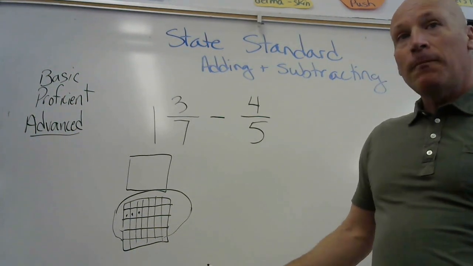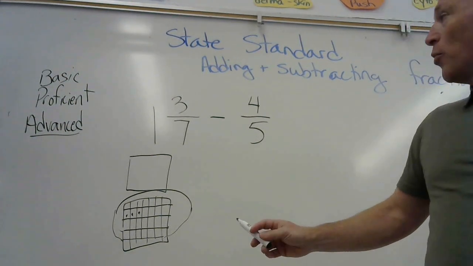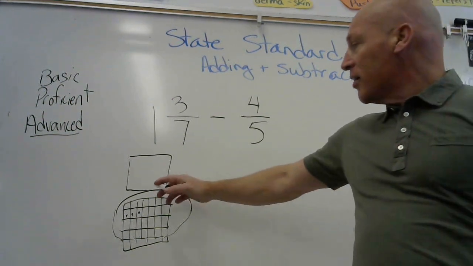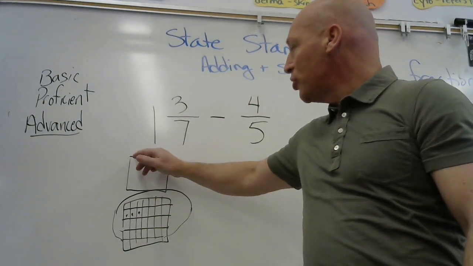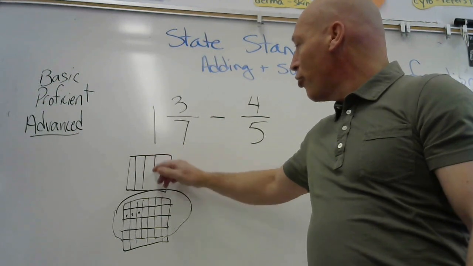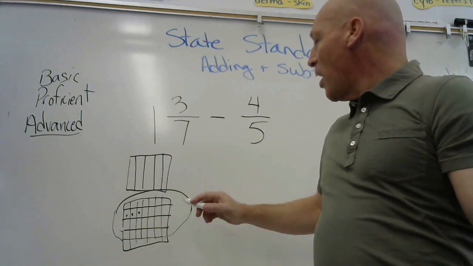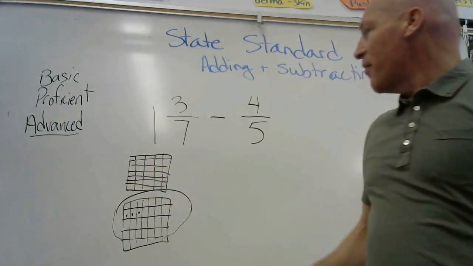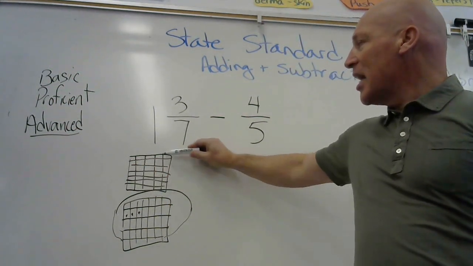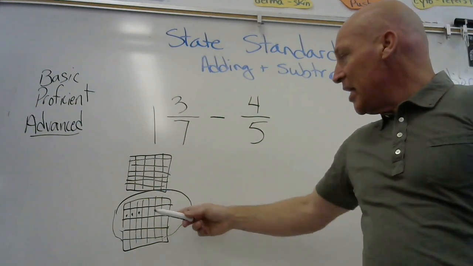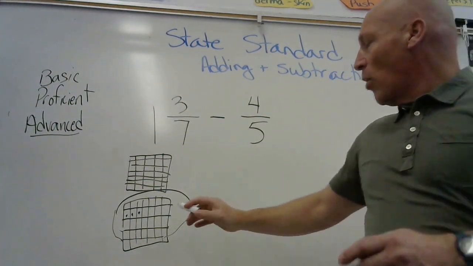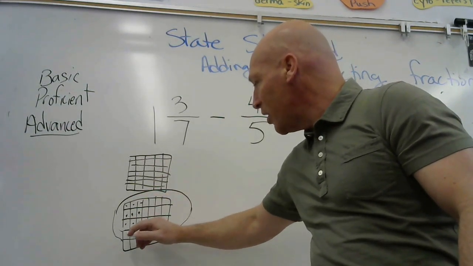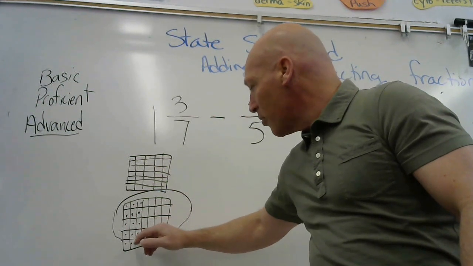So what I'm going to have to do is cut the whole up. I'm going to cut this whole up into 5 and 7. So now I have congruent size pieces. I've cut that whole up into equal sizes. So now watch, let's review this, and I'm going to put dots in each one of these so we can see.